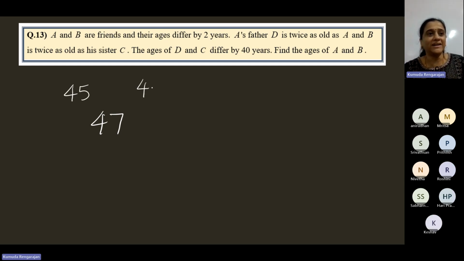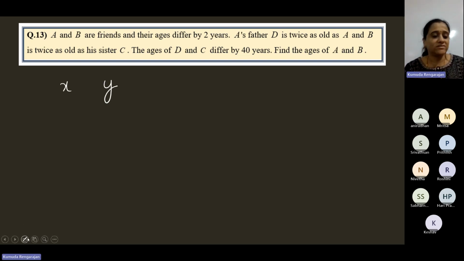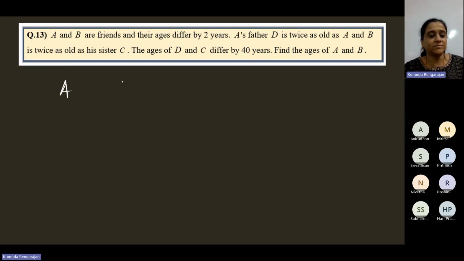45 or 49, depending. If the friend is elder to me, then it's 49. If the friend is younger to me, then 45. That means in this question, it's not given who's the younger friend or the elder friend. A and B are friends and their ages differ by 2 years. Let's take their ages as A and B. If A is elder, then A minus B is 2. But if B is elder, B minus A is 2.